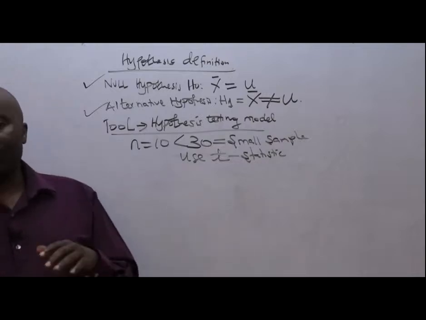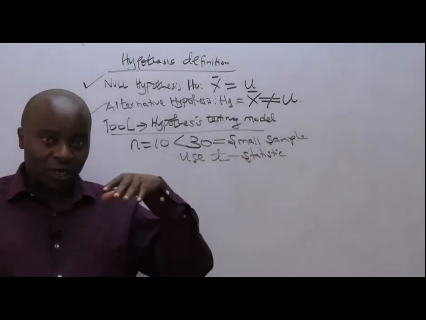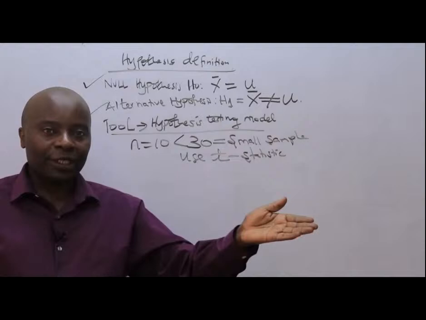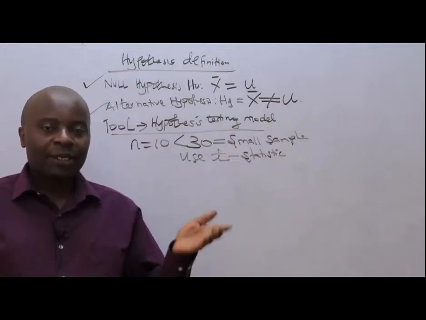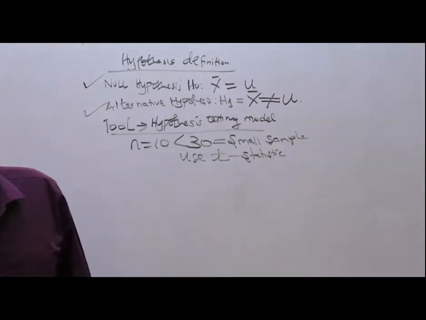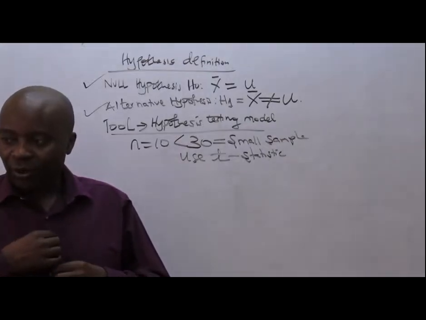Remember, you could either use Z or what here? T. Z is for large samples, samples whose N is more than 30. We use Z. Small sample, you use what here, somebody? You use T. Small sample, you use T.